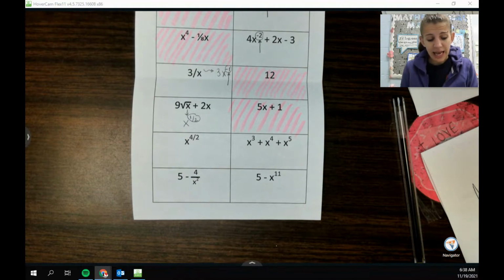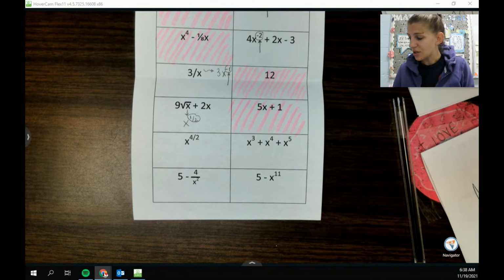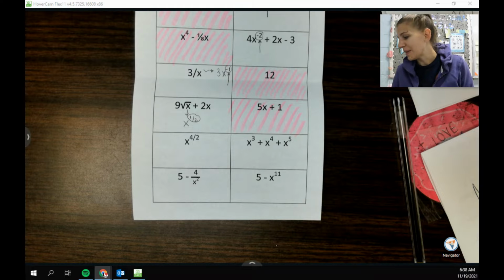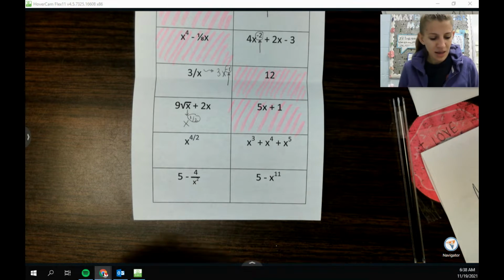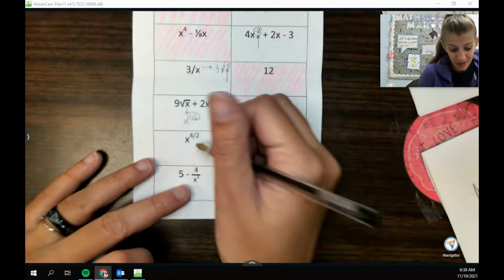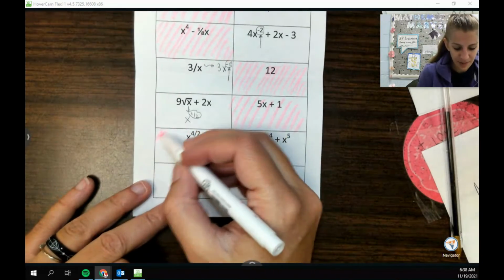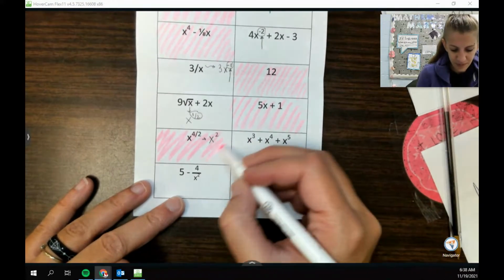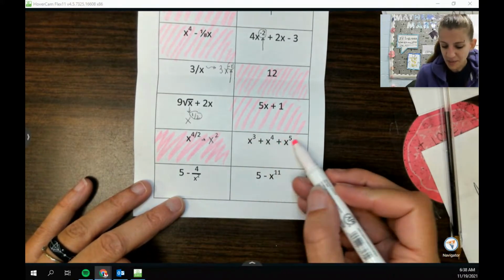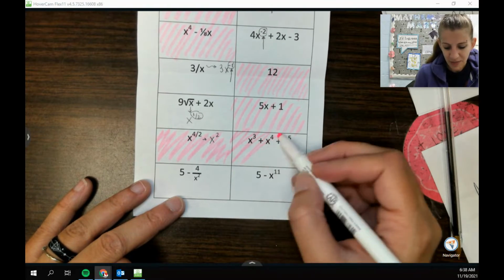Also, if you glance at x to the 4 over 2 power, you might be like, oh, fraction is no good. But 4 over 2, that's just 2. So this is really fine. That is a polynomial. Next one, totally fine. That's a polynomial.